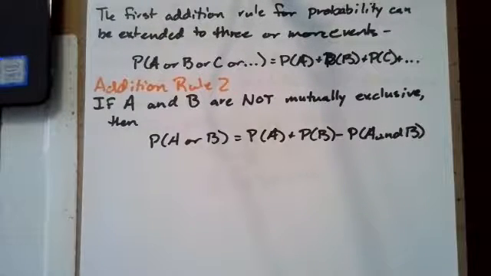The first addition rule for probability can be extended to 3 or more events. The probability of A or B or C or so on is equal to the probability of A plus the probability of B plus the probability of C plus however many more we want to add. Addition rule 2 says, if A and B are not mutually exclusive, then the probability of A or B is equal to the probability of A plus the probability of B minus the probability of A and B.